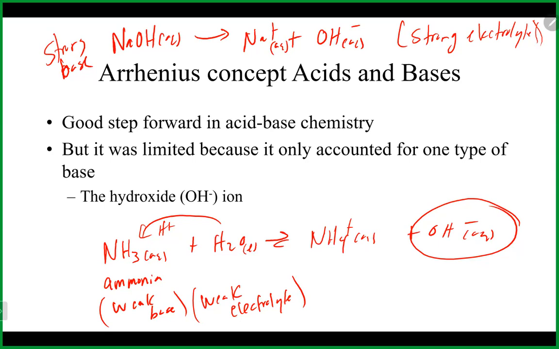Something like ammonia needs to go find some water, do a little bit of reaction to produce that hydroxide, so it's not going to produce as much as sodium hydroxide dropping in there. It will still be able to produce hydroxide, so it's still considered a base, and that's why it's a much weaker base than something like sodium hydroxide. Any questions on that there?